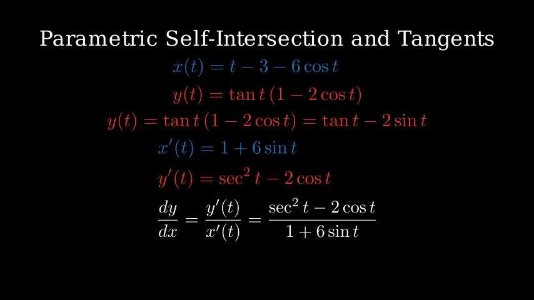We get x prime of t equals 1 plus 6 sine t, and y prime of t equals secant squared t minus 2 cosine t. At any parameter t, the slope dy over dx equals y prime of t divided by x prime of t.